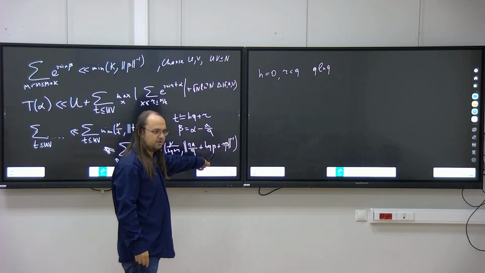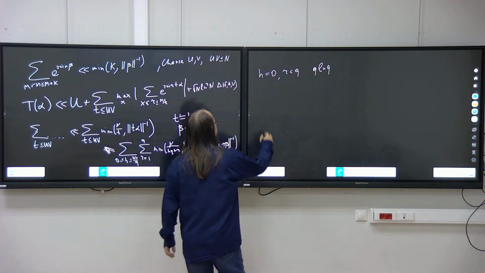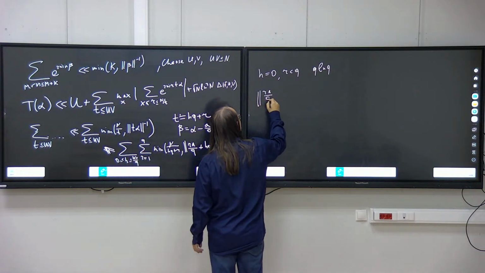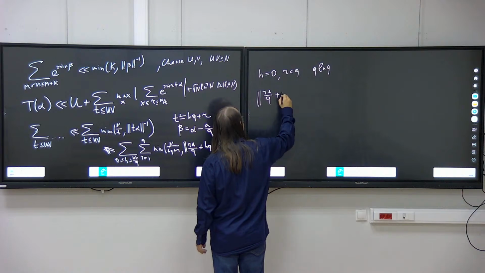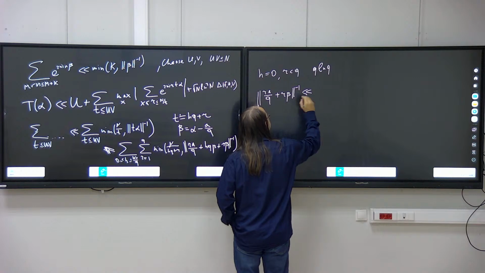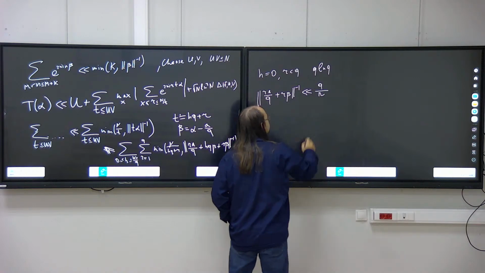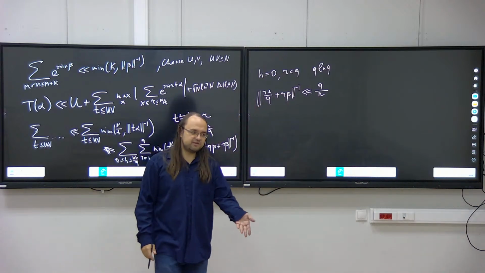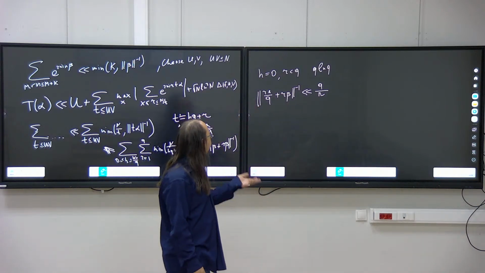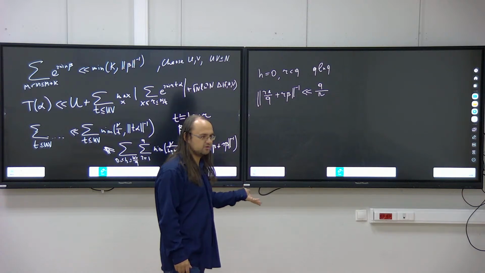Because beta is small, beta is at most 1 over q squared. And then you get this small addition, and so the distance from ra over q plus r beta to the power minus 1 is basically q over some integer, and this integer will be different for different values of r, and so you get the sum of Q log Q.